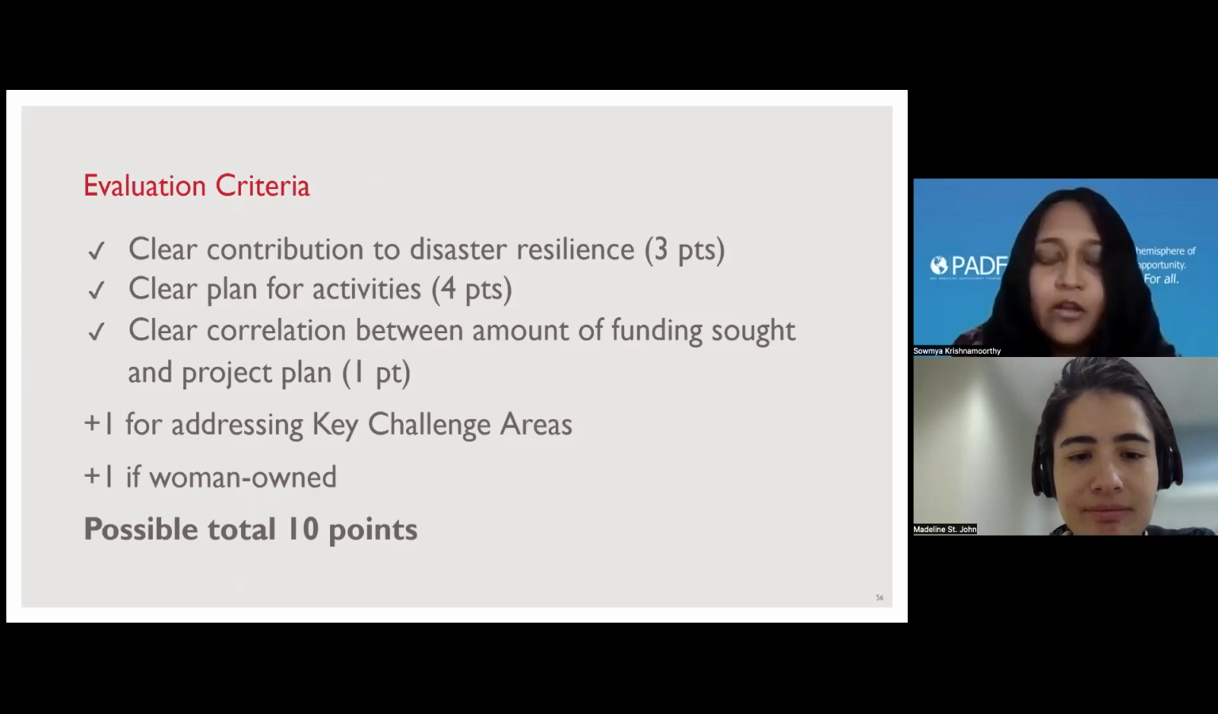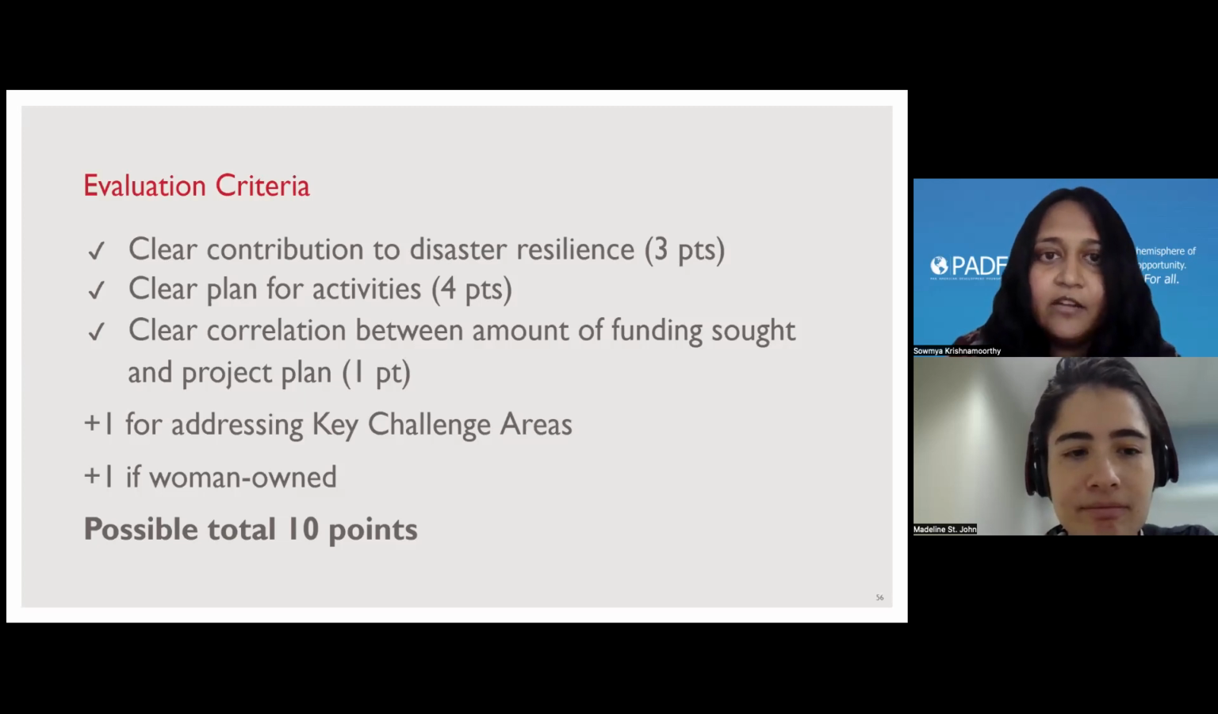So how are we going to evaluate the concept note that's come in? We think it's a fairly simple criteria. The first one is whether we can see from your responses a clear contribution to disaster resilience. This could be in the relief phase, it could be in the recovery phase, it could be in reconstruction, it could be in disaster risk reduction, but really we just want to see a clear connection. We want to know that you have a clear plan in place. You have a real good idea of what you want to do and how you're going to get there. And then we want to see that those ideas are grounded in reality with clear correlation between what you're seeking for us to fund and what your project plan is. So these points are distributed 3, 4, and 1.